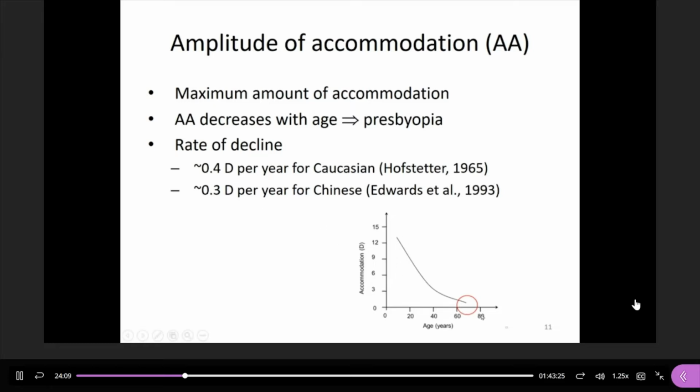So this diagram shows the decline of accommodation over time. Now you are around maybe less than 20, so you still have quite a bit of accommodation, but you can see that by 40 years of age, your accommodation will be reduced down to about 5 diopters. And at 60, you still have a little bit, but it's not much, maybe 1 or 2 diopters.